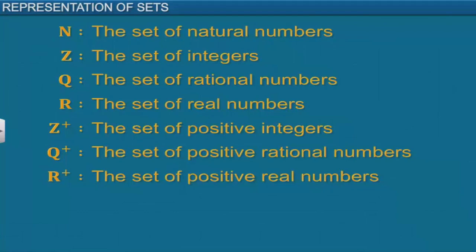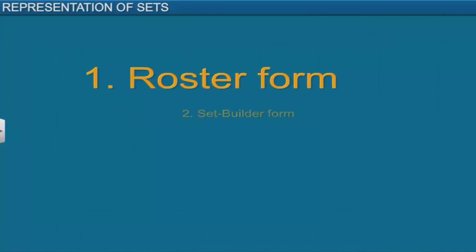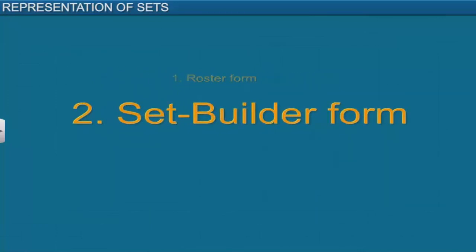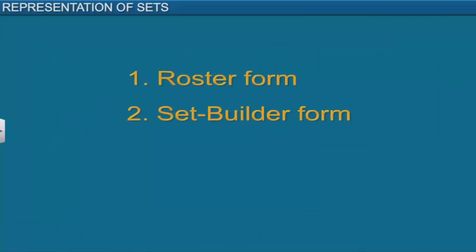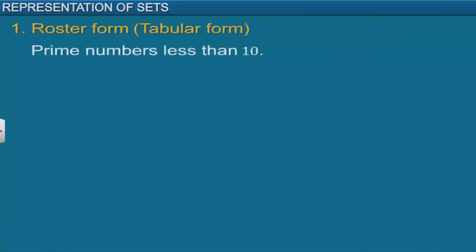There are two ways of representing sets. The first is the roster form. The second method is called the set builder form. First, we will look at the roster form. This method of representing sets is also called the tabular form. Suppose there is a set of prime numbers less than 10. The prime numbers less than 10 are 2, 3, 5, and 7.